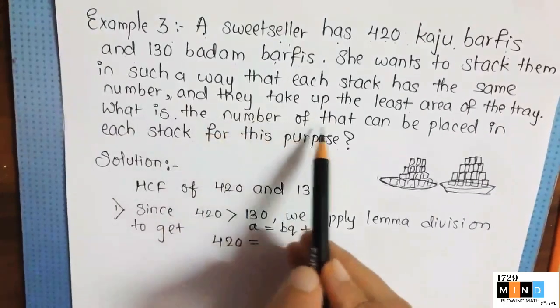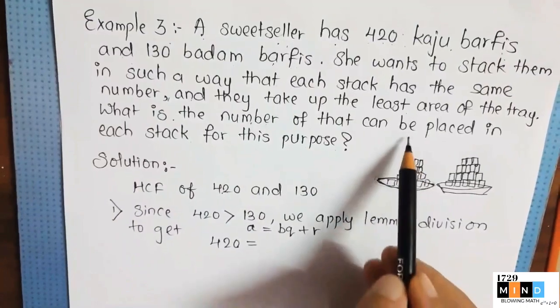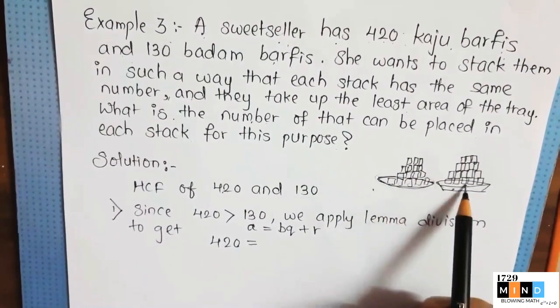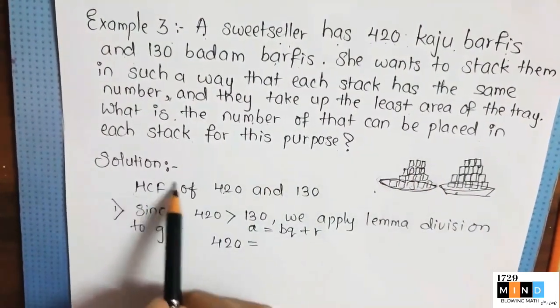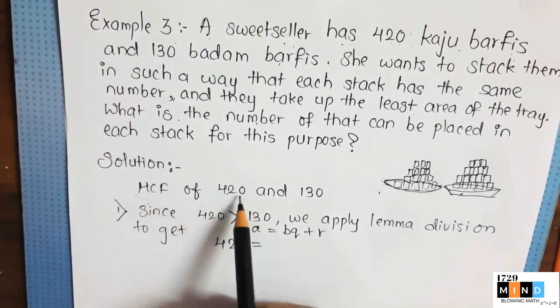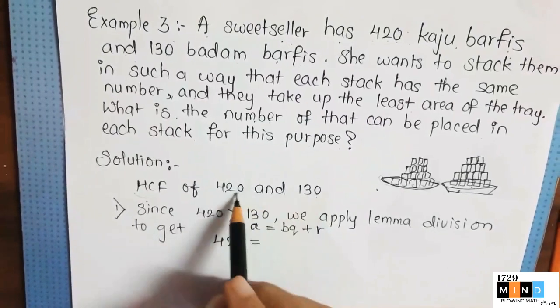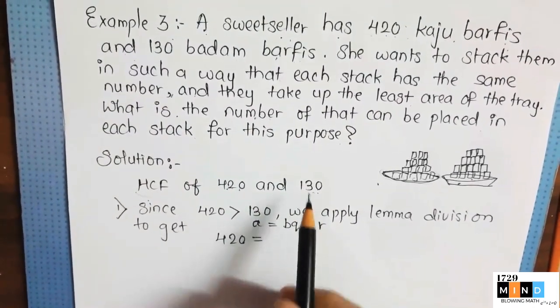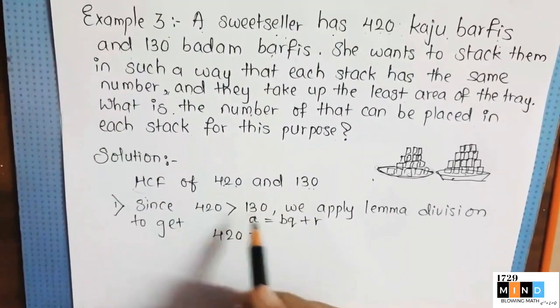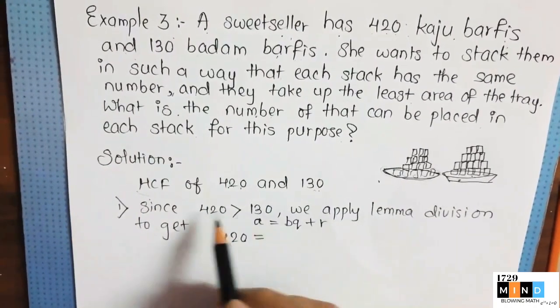To find out the number of burfis that can be placed in each of the stacks, for this we need to find the HCF of 420 and 130. To find the HCF, what is our first step? The first step is to compare the numbers and then apply the lemma division method.